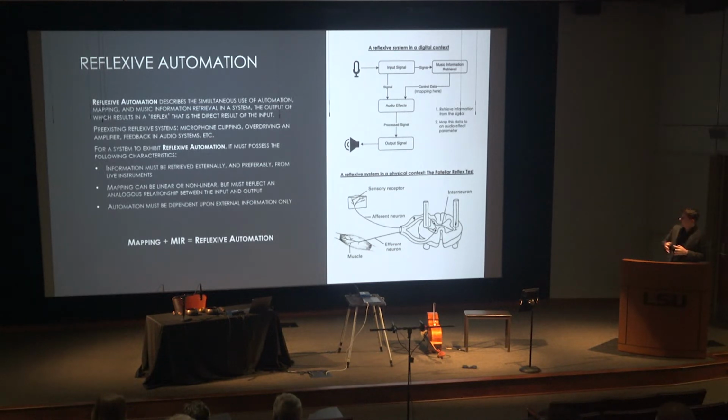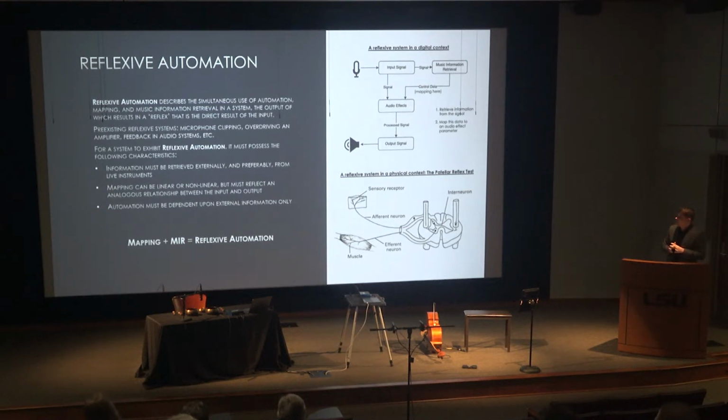I have a couple of bullet points here, and this is for me just a starting place. This isn't the law of the land, but I propose that for a system to exhibit reflexive automation, or to be fully reflexive, it must possess the following characteristics: the information must be retrieved externally from the system, preferably from live instruments, because a lot of my work is composing with live instruments, but ideally it could be externally retrieved in any way.